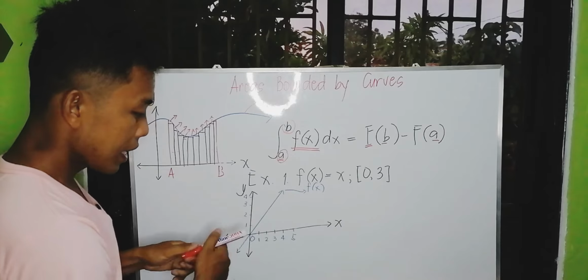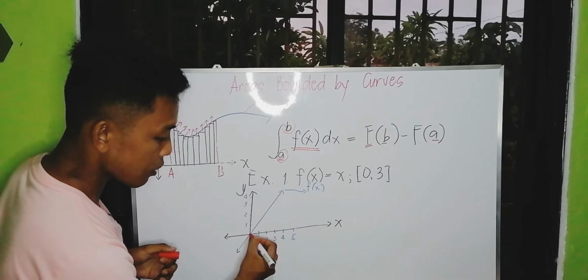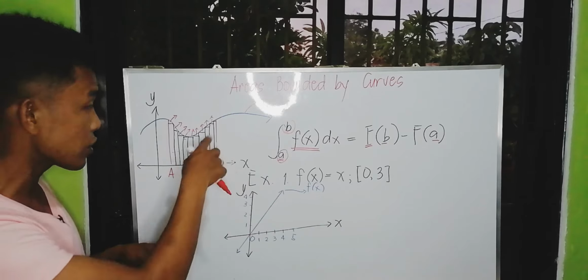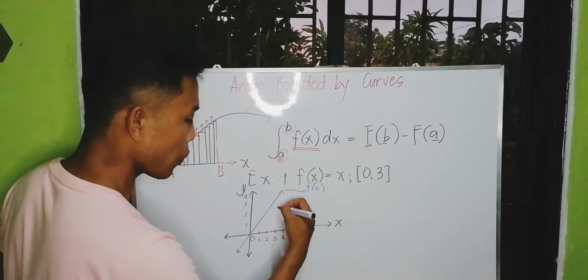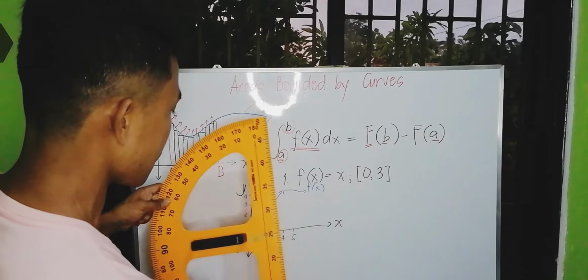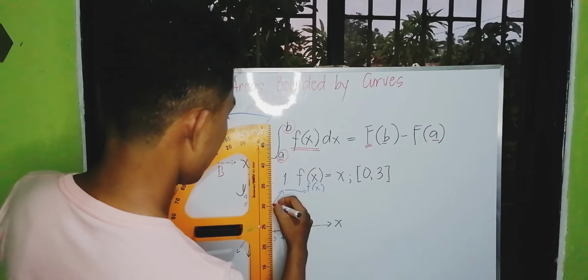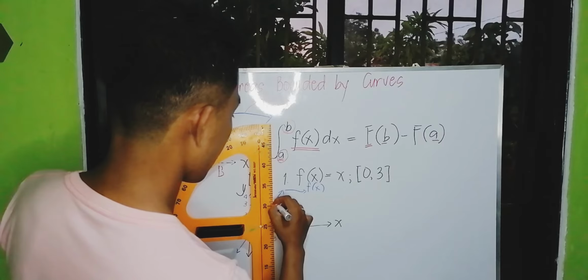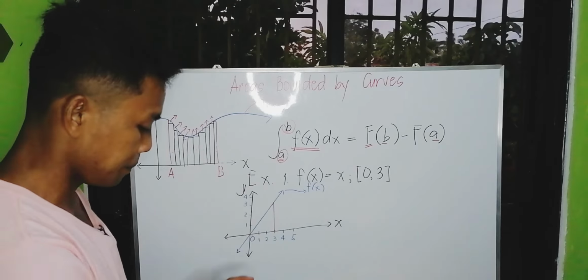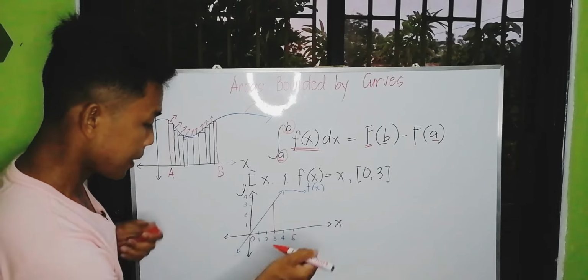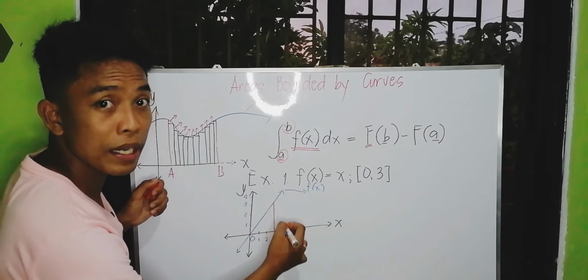Paano mo siya gagawin? Dito, may guhit na yung sa may 0 na part. Hindi mo na gagawin yung vertical line. Dito, hanggang 3 daw. So, you are going to make a vertical line dito sa may 3. So, ayan. Okay. Meaning to say, this is your lower limit and this is your upper limit.